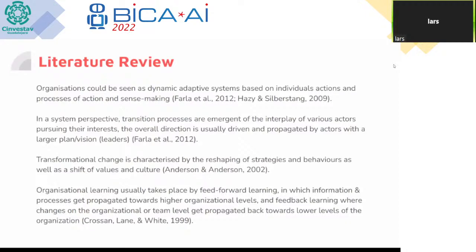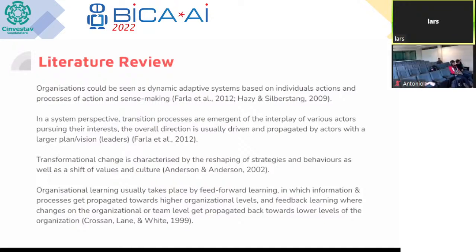Transformational change is characterized by the reshaping of strategies and behaviors, as well as a shift of values and culture. And this organizational learning usually takes place by feed-forward learning, in which information processes get propagated towards higher organizational levels, and feedback learning, where changes on the organizational or team level get propagated back towards lower levels of the organization.